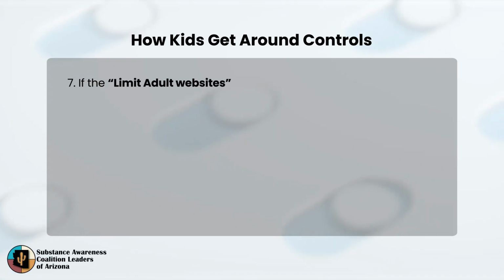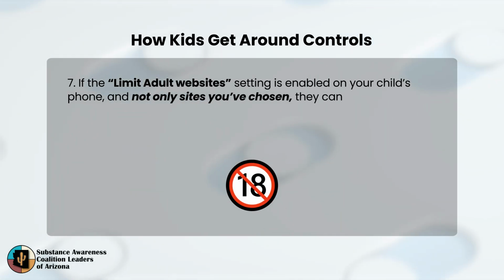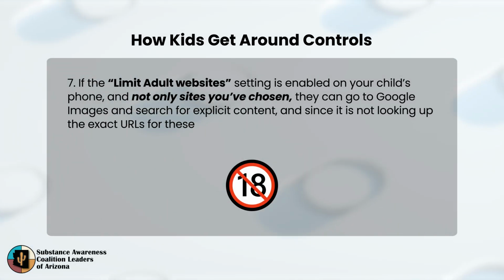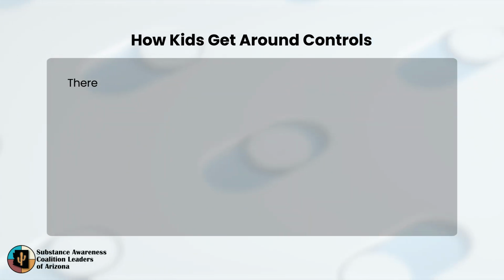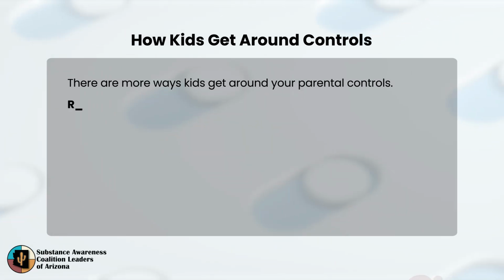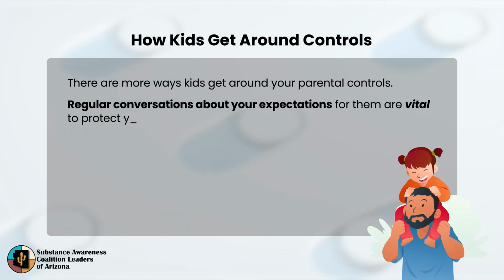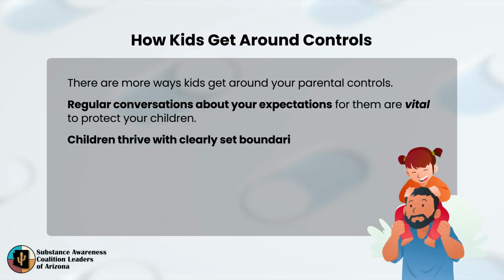If the Limit Adult Website setting is enabled on your child's phone, and not only sites you've chosen, they can go to Google Images and search for explicit content, and since it is not looking up the exact URLs for these images, they do not get blocked. Now there are tons more ways that these kids get around parental controls, and this is why regular conversations about your expectations for them are vital to protect your children. Children thrive with clearly set boundaries.